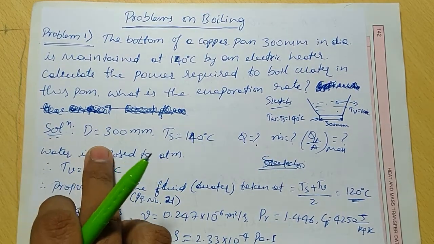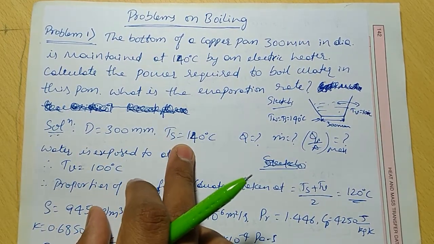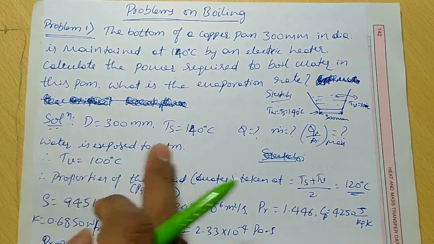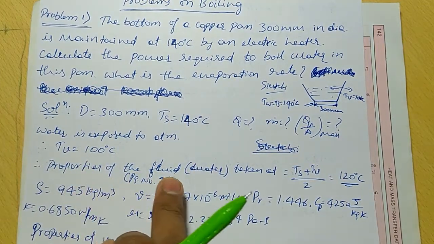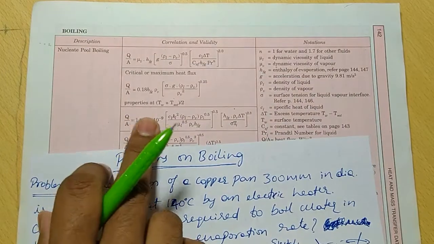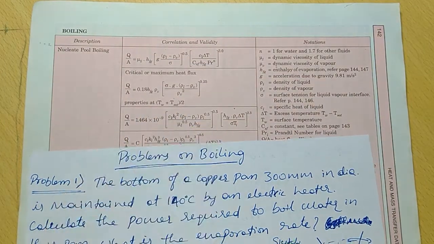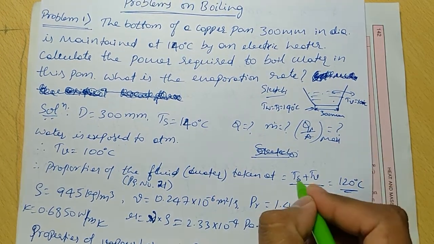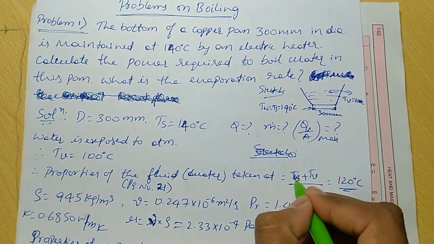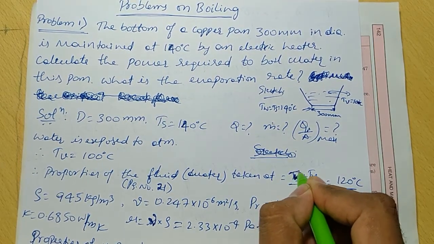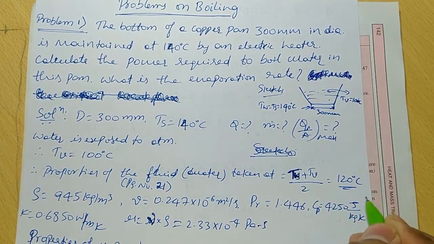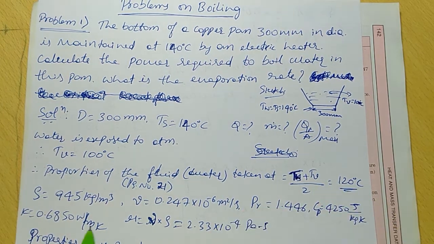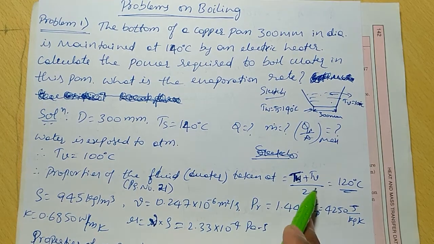The same data I have taken here. D is equal to 300 mm. Ts, the surface temperature, is equal to 140 degrees centigrade. Water is exposed to the atmosphere, meaning the water boils at 100 degrees centigrade. Now the properties of the fluid should be taken at Tw plus Tsat divided by 2, where Tw is the wall temperature and Tsat is the saturation temperature. Tw plus Tv by 2 is 140 plus 100 divided by 2, which is 120 degrees centigrade. Now we have to collect the properties of the fluid, that is water, at 120 degrees centigrade.